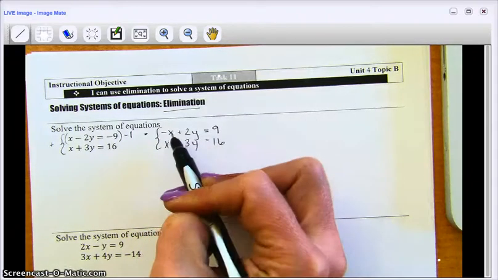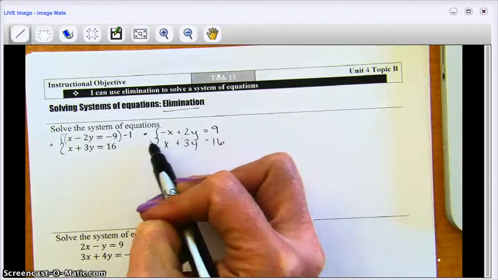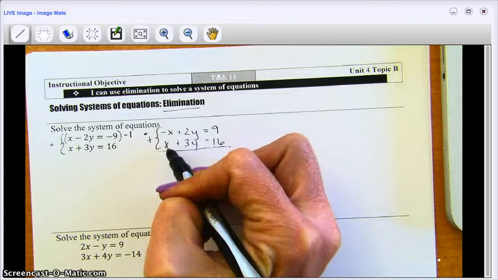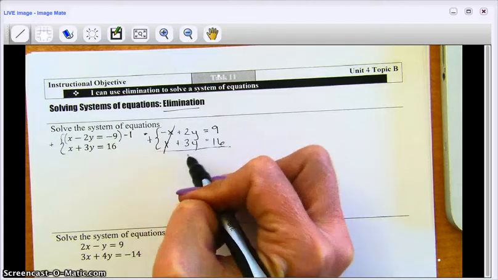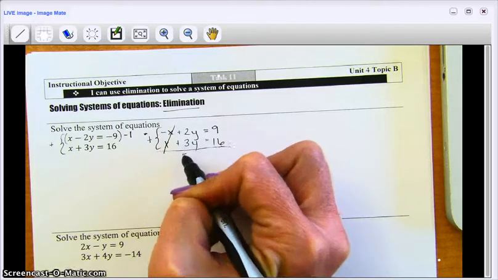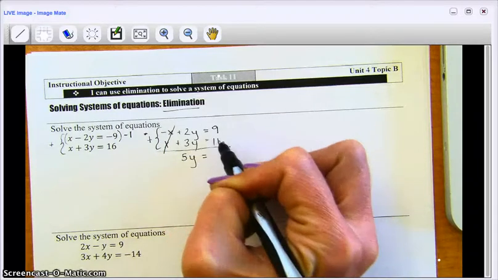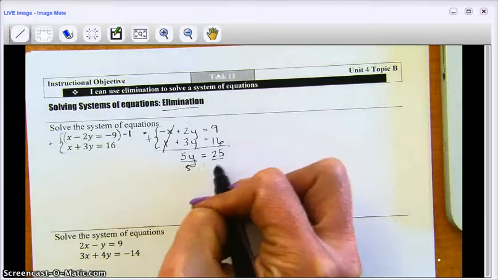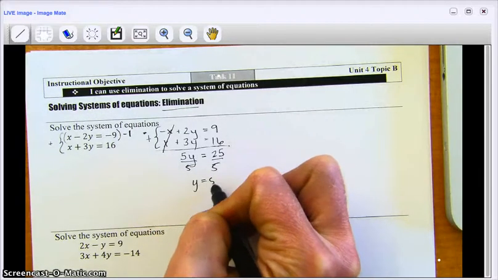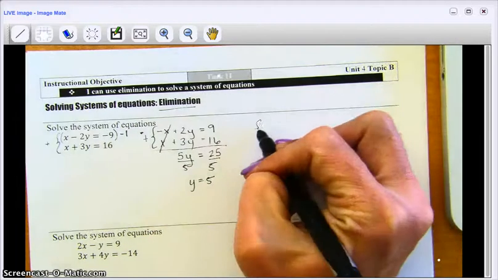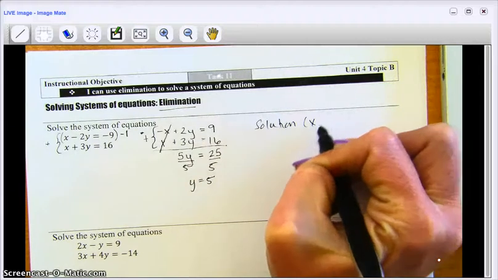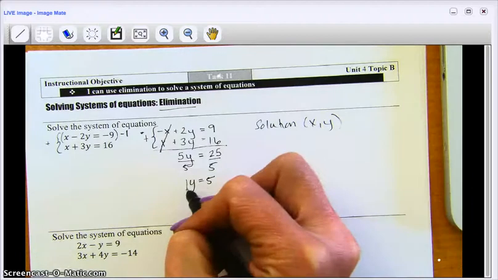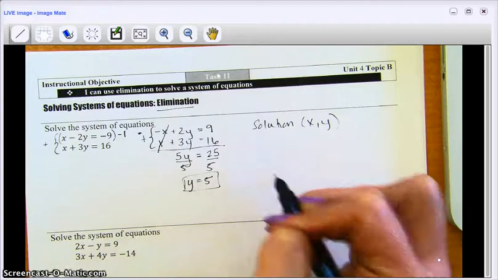And now I have a situation where I can eliminate by adding these two equations together. Negative x plus positive x gives me 0, so those are going to go away. 2y plus 3y is 5y, equals 9 plus 16 is 25. And if we divide both of these by 5, we find that y equals 5. But remember, a solution is some x, y pair. So I need to find my x value this time. I found my y, so I'm going to plug it in to one of these equations.